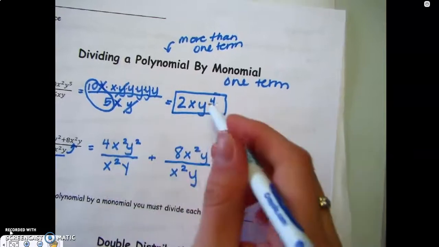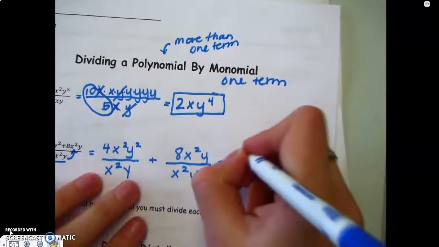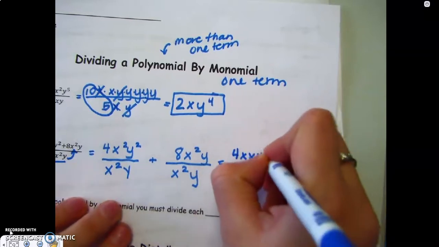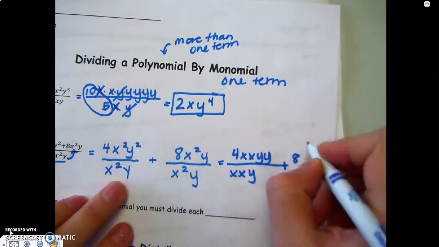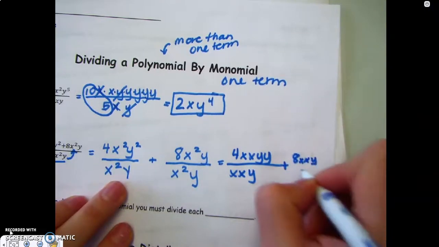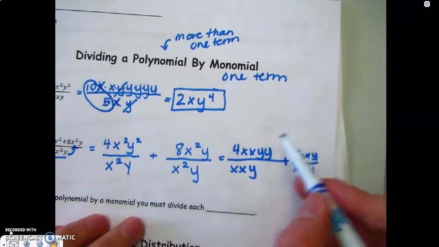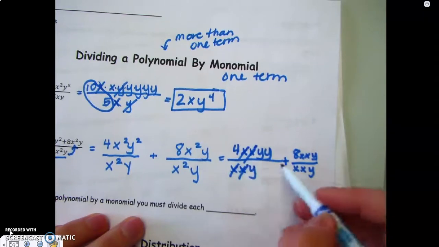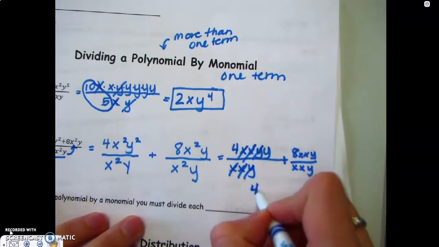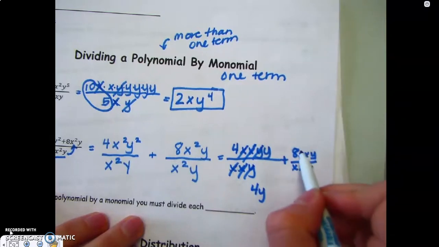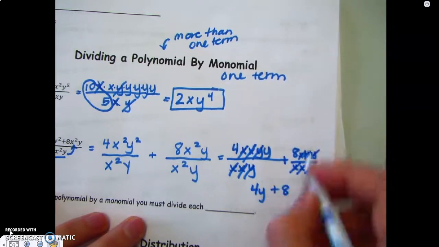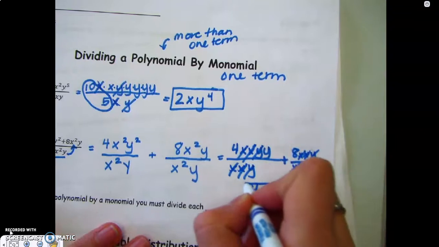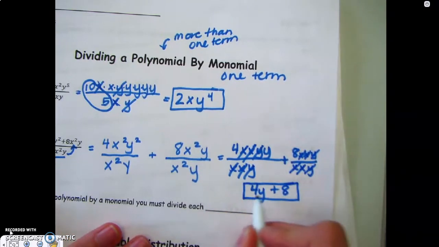Then, just like I did up here, I can expand each term. So the first term has 4, 2 x's, 2 y's. The bottom has 2 x's and 1 y. And the second term has 8, 2 x's, 1 y. And the bottom has 2 x's and 1 y. So when I simplify this, I can cross 2 x's out, cross a y out from this term. I'm left with 4y. And I have an 8 here, and cross out 2 x's and a y, so I'm just left with 8. And so this is my simplified version there. I can't combine these, they're not like terms.